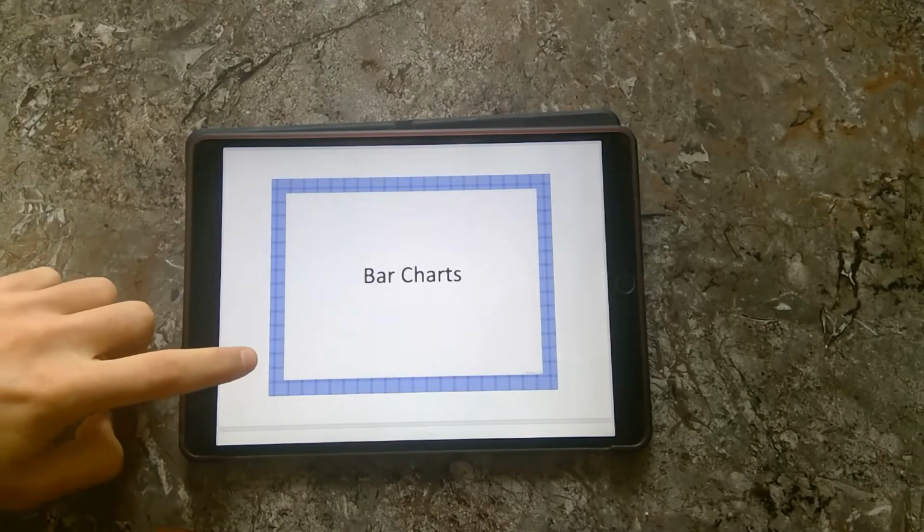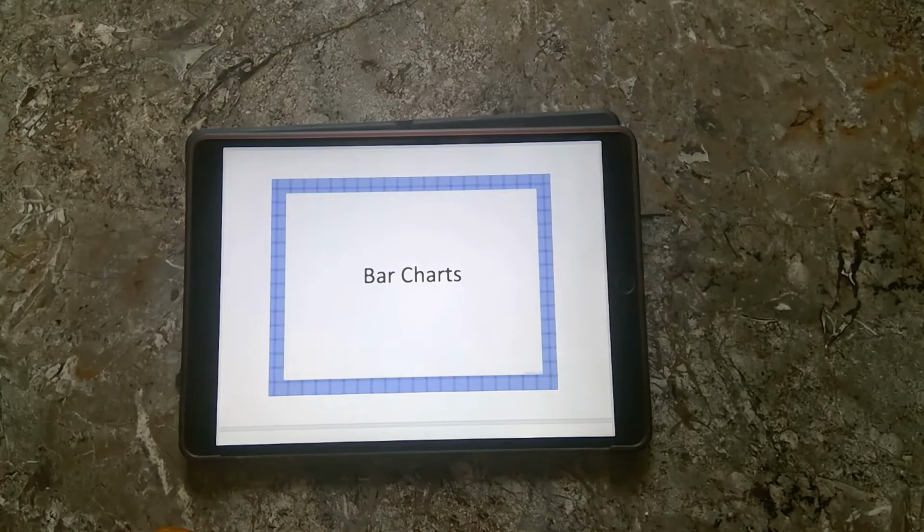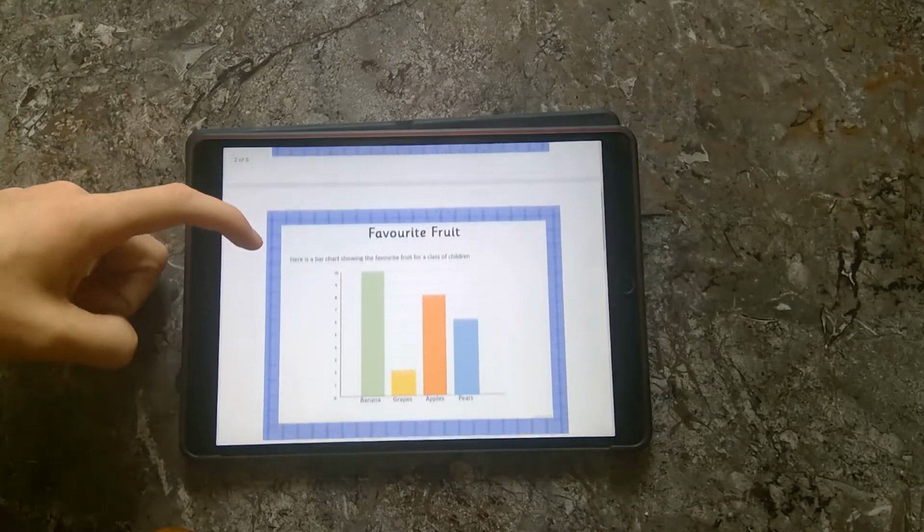So, first of all, we're going to be looking at the sort of things we have to include when we make our own bar charts and making sense of the bar chart. We're then going to be using a bar chart to answer some questions, and then finally, you guys are going to be making your own bar charts about something of your choosing. So on to our first example.